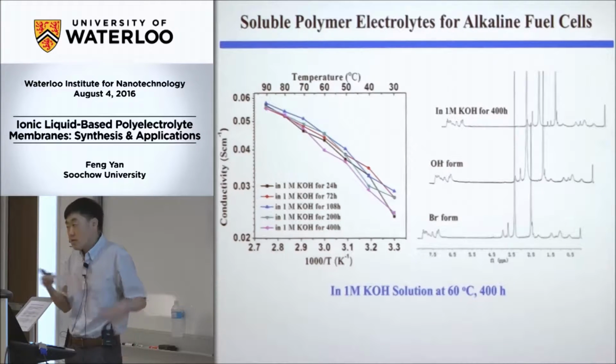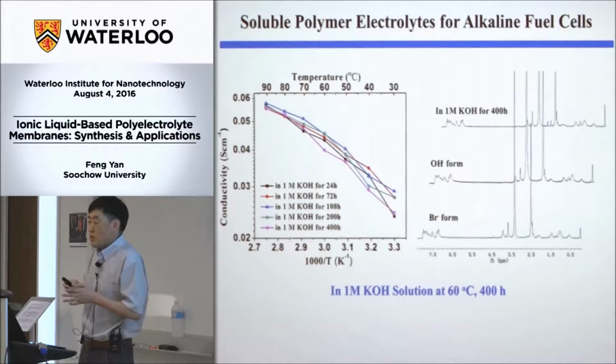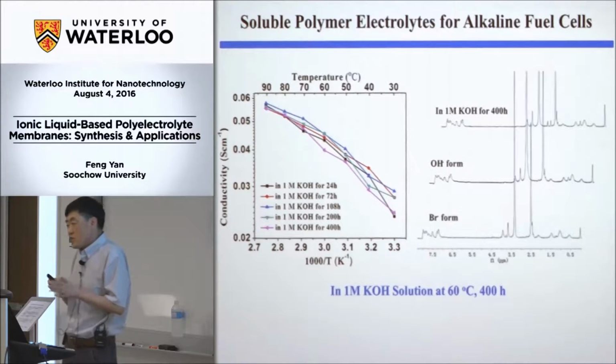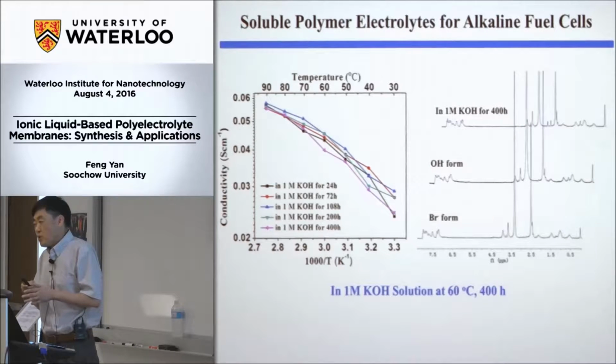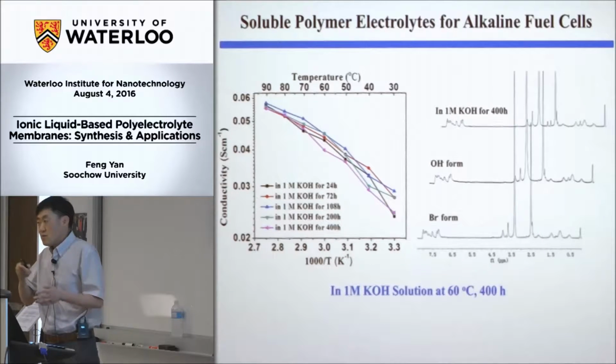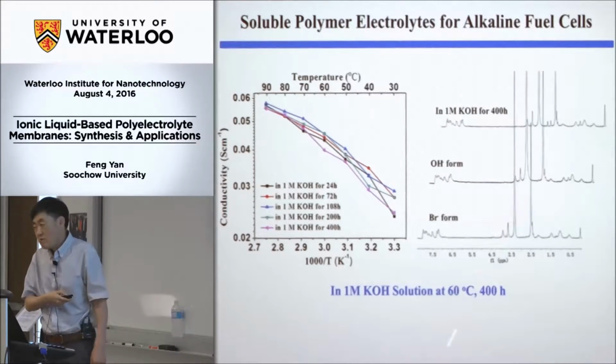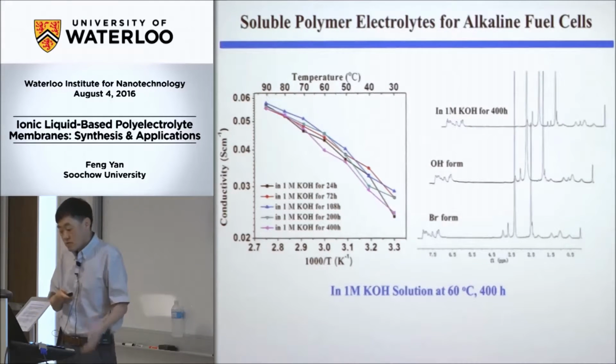The conductivity didn't decrease. Since this polymer is soluble, I asked my student to check whether it is really stable. You should characterize it by NMR, and the student did the NMR. Unfortunately, we were very disappointed with this result because you cannot see clearly. The peaks are broad. So although this paper was published, we were very unhappy with this kind of result.